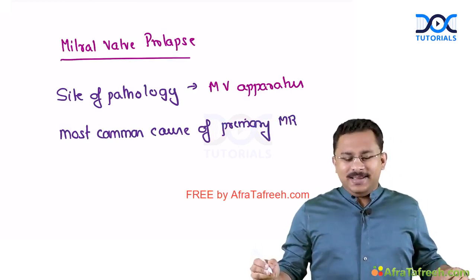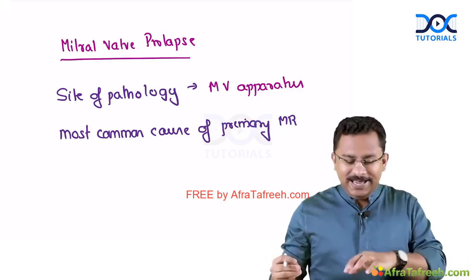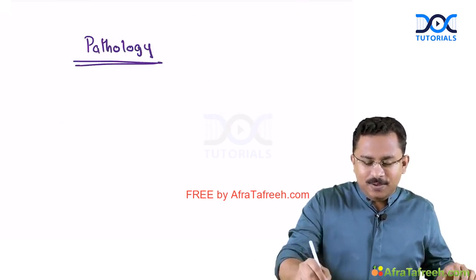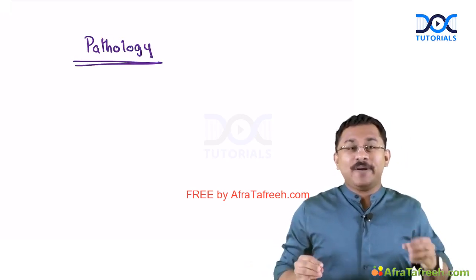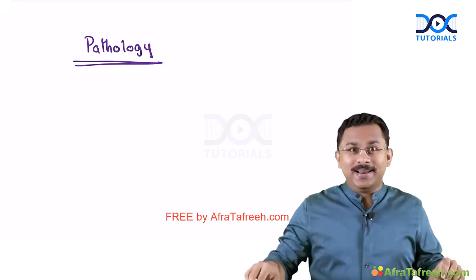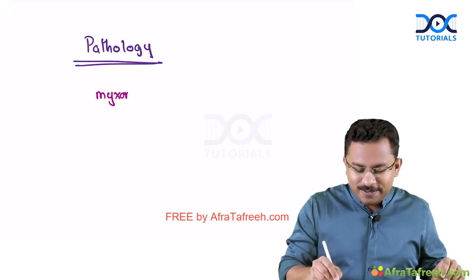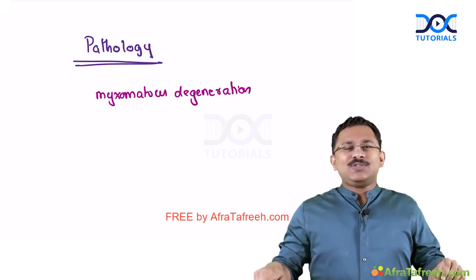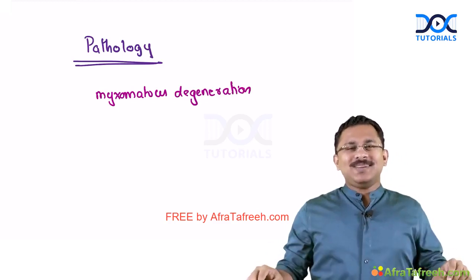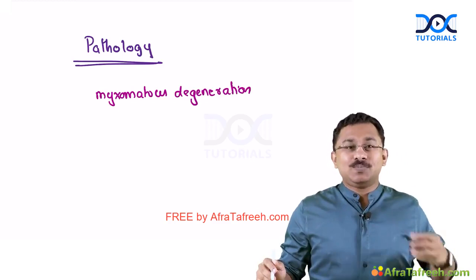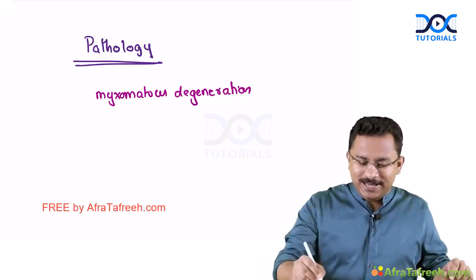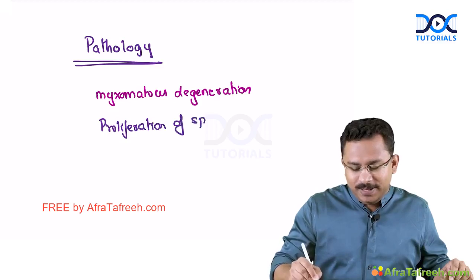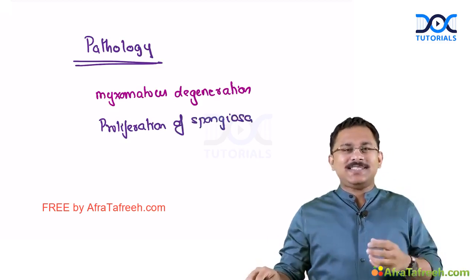Now let's see more about the pathology of this entity of mitral valve prolapse. Mitral valve prolapse happens because of a myxomatous degeneration of the mitral leaflets. From a histologic point of view, what happens is a proliferation of the spongiosa of the mitral valve leaflets. That's what is seen histologically.